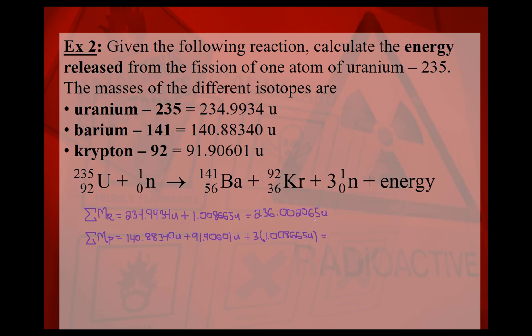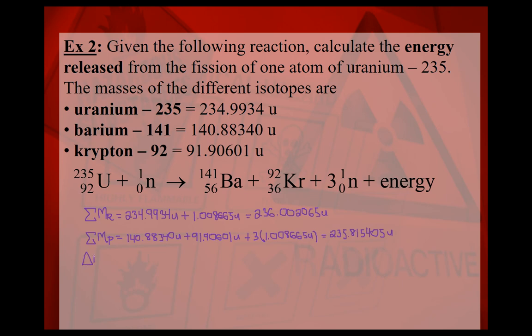Let's calculate that. 140.88340 plus 91.90601 plus 3 times 1.008665, and that gives me 235.81545. So we've had a mass decrease, which is exactly what should happen in whether it's fusion or fission, because the mass defect is going to give us our energy. All right, let's get the mass defect now.